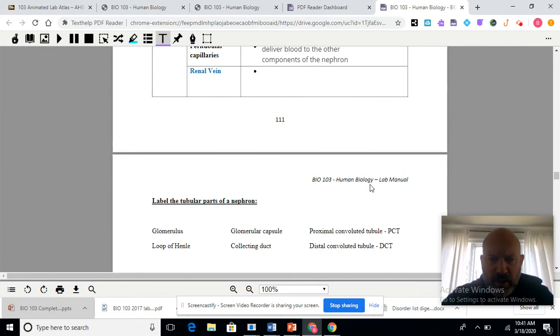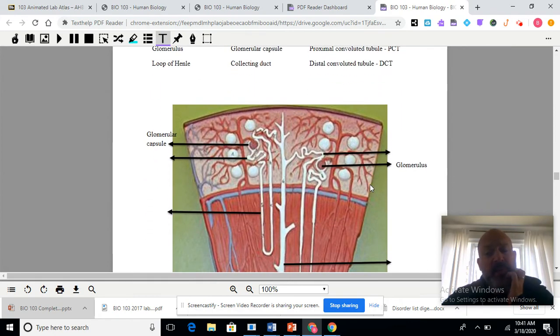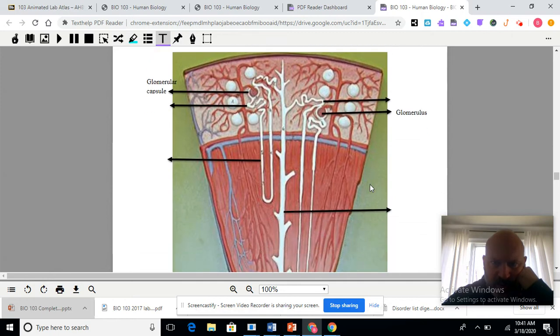So let's go down to the next page. And we have this model. Normally, this model would be on your lab tables. And it looks like some of these things have been labeled already, but we can go ahead and label the rest. So here we see one nephron. This is the glomerulus and the glomerular capsule. This would be the proximal convoluted tubules that extends down to the loop of Henle, the descending limb, and then the ascending limb, which leads to the distal convoluted tubules that delivers the urine into the collecting tubules.